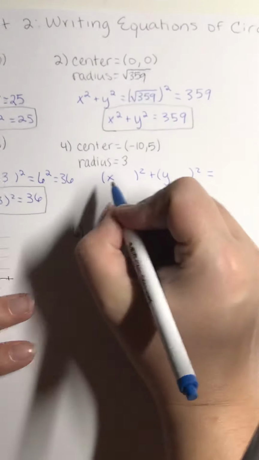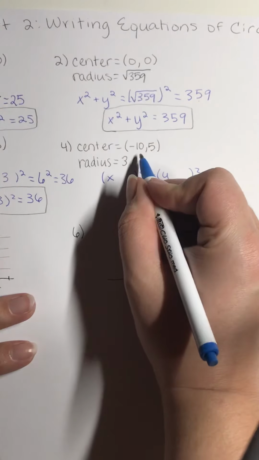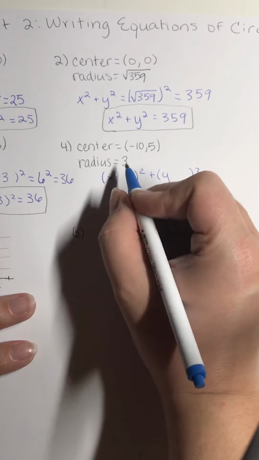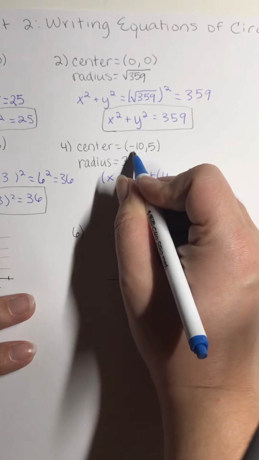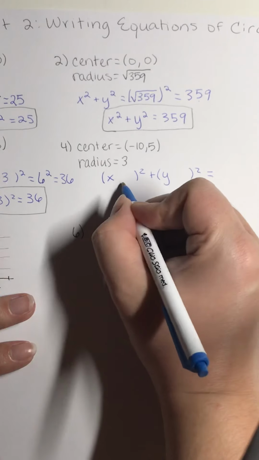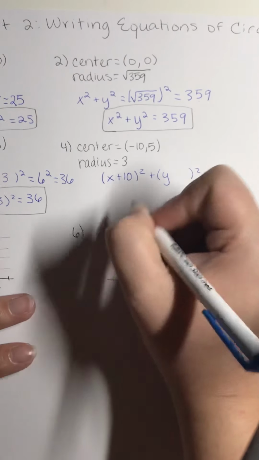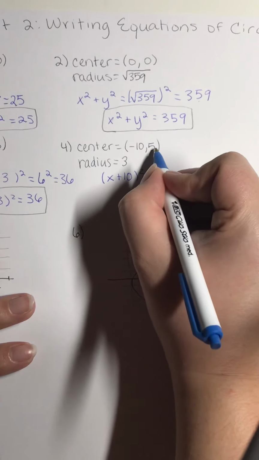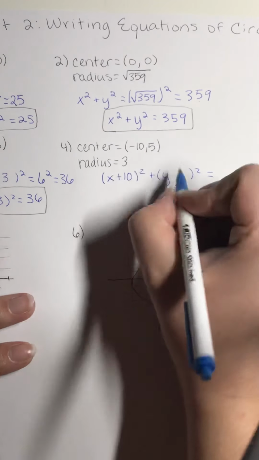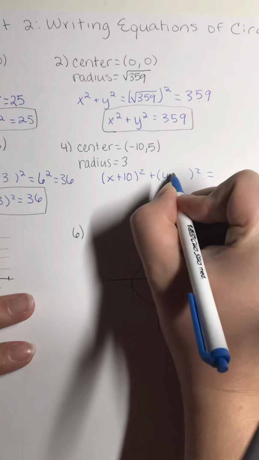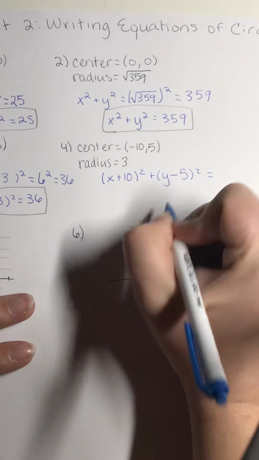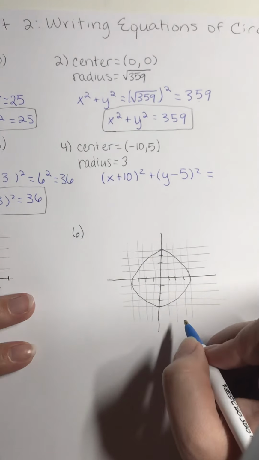The number next to my x is going to be the x coordinate from my center, but I need to flip the sign. My center has x coordinate of negative 10, so the number I'm going to put here is going to be positive 10. For my y coordinate center, I have positive 5. So for my equation, I'm going to have y minus 5. Make sure I flip that sign.